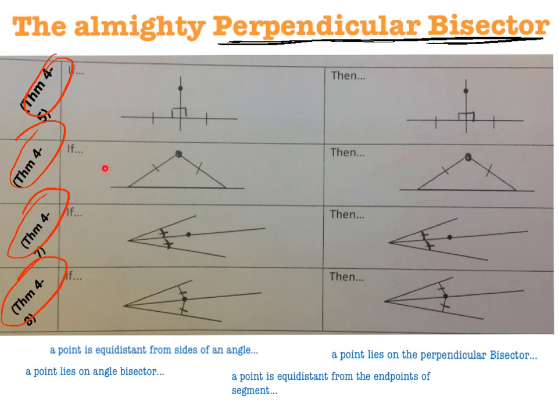The first thing we're going to do is look at just the hypotheses. And the hypotheses you can figure out by looking at what's given. So I'll do the first one for you, and then you can do the bottom 3. So here's what I notice. I'm given a point, and that point is on a line that is both perpendicular and it cuts that segment in half. So I'm given a point that's on a perpendicular bisector. Let's find that. A point that lies on a perpendicular bisector.